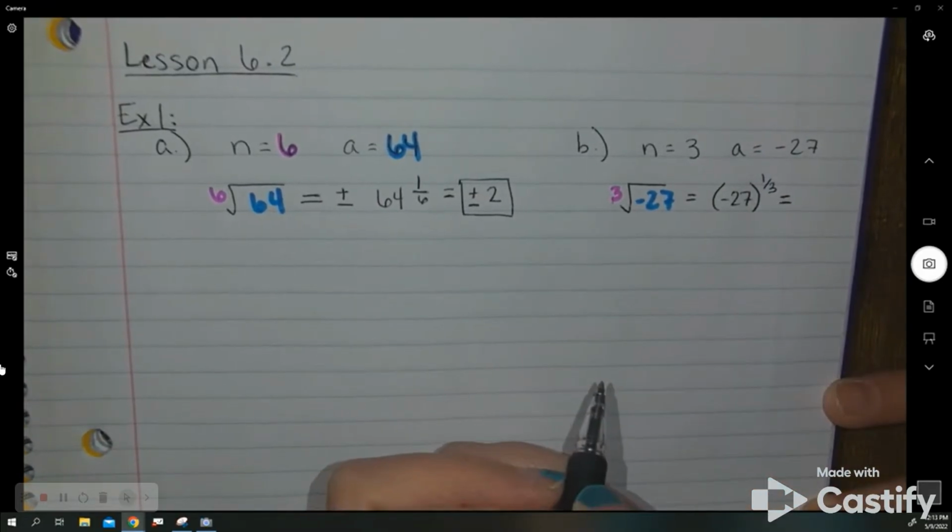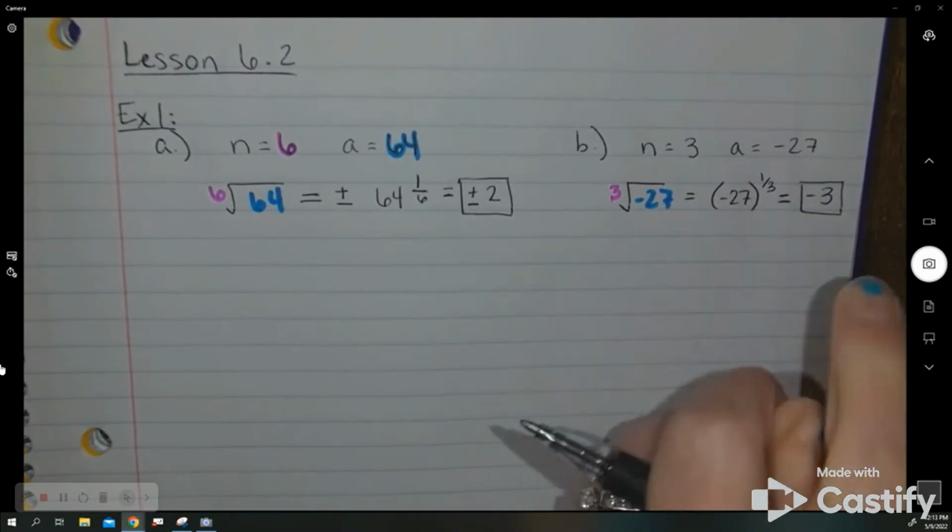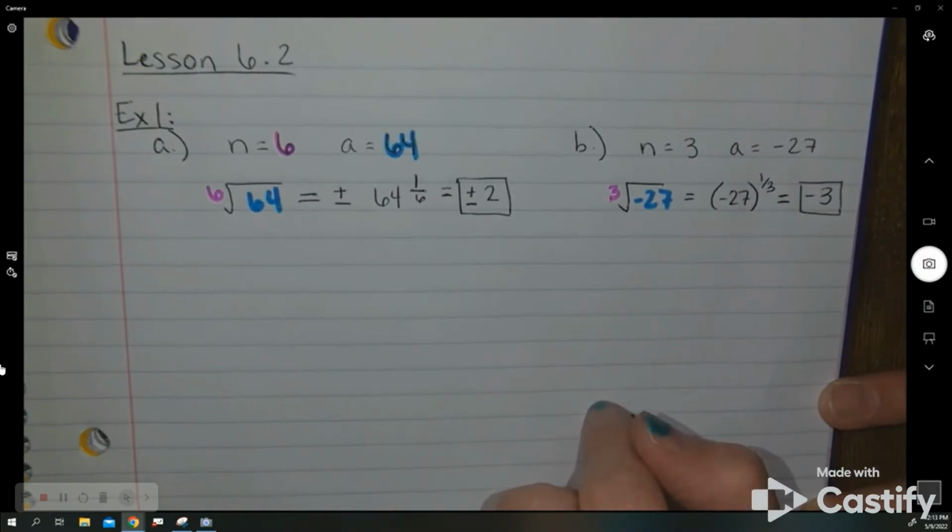And if you take negative 27 to the 1/3 power, we're going to get negative 3. Because negative 3 times negative 3 is positive 9. Positive 9 times negative 3 gives us that negative 27.